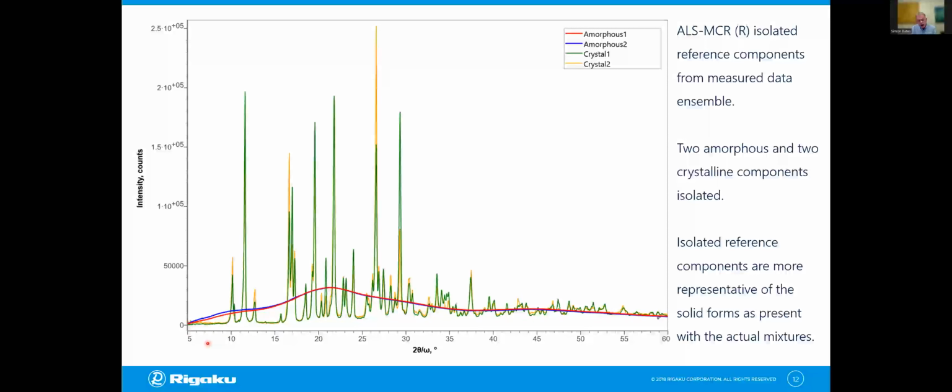The change at this low angle halo is most likely related to changes in the moisture uptake, the humidity uptake within the sample itself. And we have 2 crystalline components in green and orange. And these have the same peak positions, it's essentially the same powder pattern, but the intensities vary quite dramatically. So this could be, for example, preferred orientation. As the samples were mixed, the pure form tends to have more preferred orientation than the mixed samples. And so the component analysis pulls out those extremes of the crystalline powder pattern.